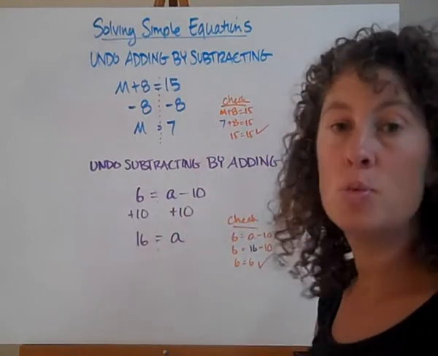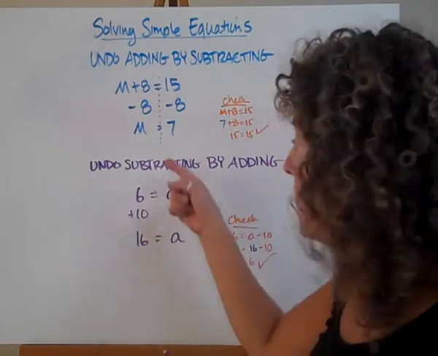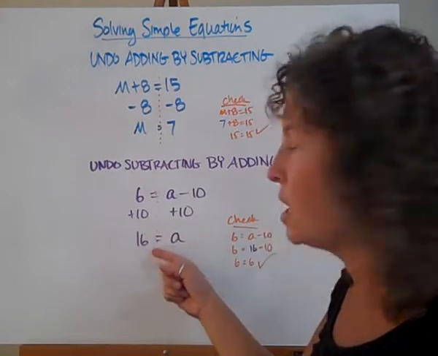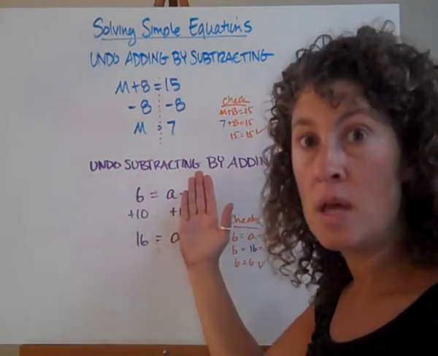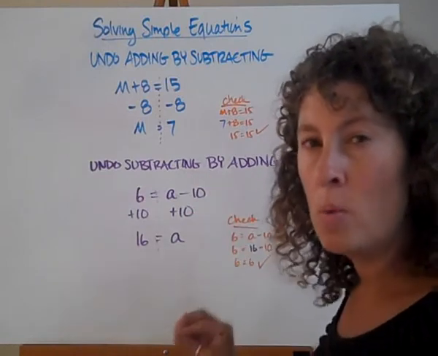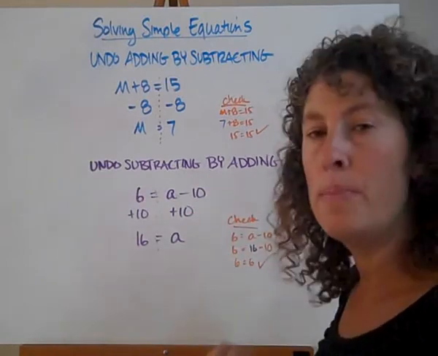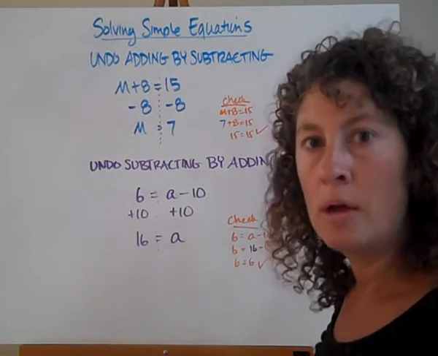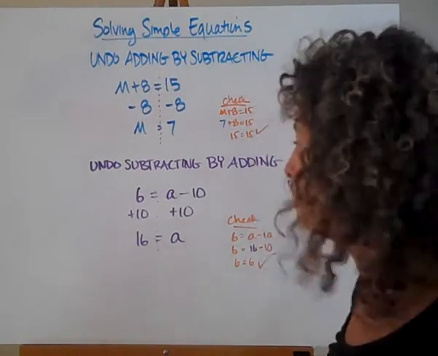Doesn't make any difference which side the variable is on. I still have an equation because I have an equal sign. I still have a left side and a right side, and they are equal to each other. So they're perfectly balanced. I don't want to upset that balance. I want them to be balanced when I'm done applying my algebraic properties.